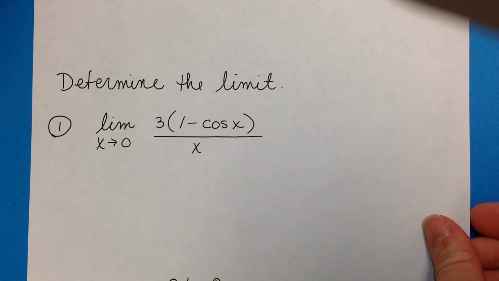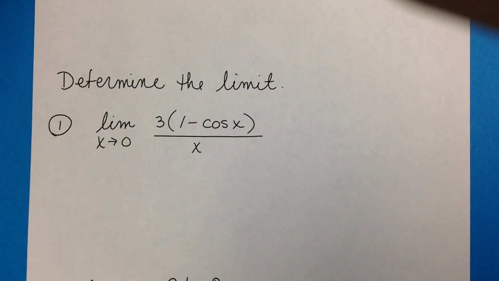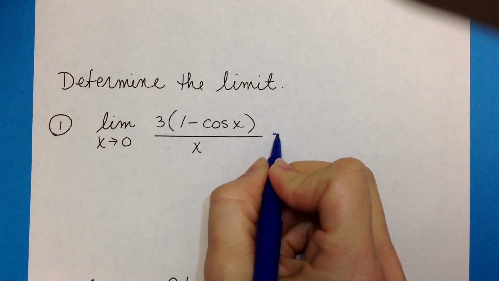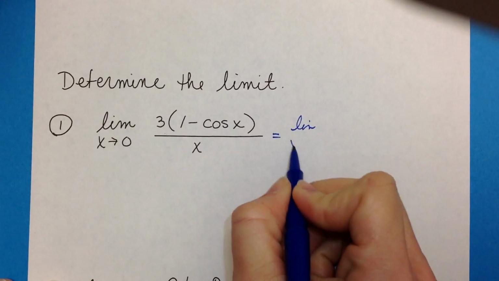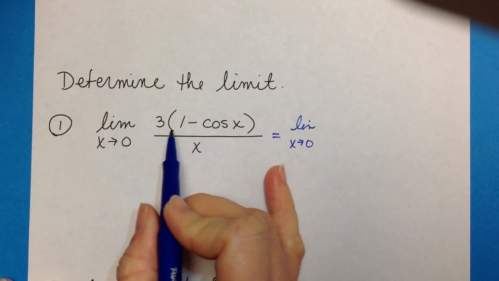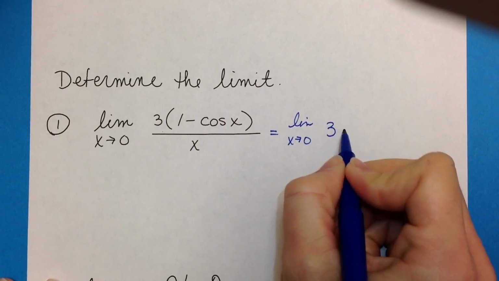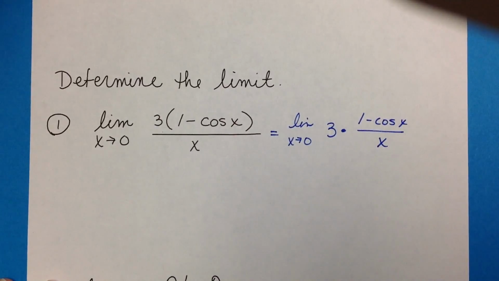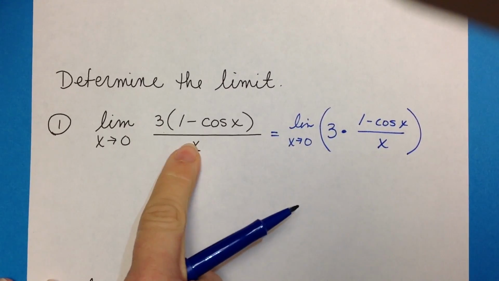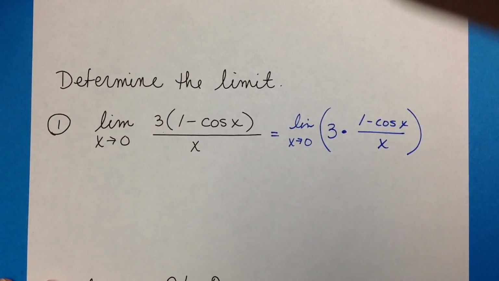Alright, so the first one that we're going to look at, again, we're just determining the limit here. So we have the limit as x approaches 0. This one actually just requires a little bit of rewriting. Now remember to continue writing your limit notation here until you actually take your limit. So I'd have the limit as x approaches 0. Now I can rewrite this as just 3 times 1 minus cosine x over x. Okay, so all of this is this. I'm just pulling the times 3 and putting it out front here.